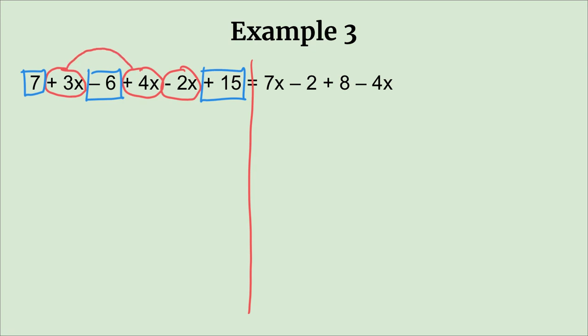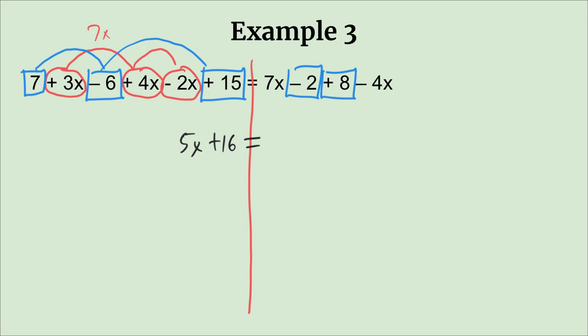For the x's, 3x plus 4x is 7x, and then 7x minus 2x gets me a 5x. Then looking at the blues, 7 minus 6 is 1, and 1 plus 15 is 16. So on the left side, that simplifies to 5x plus 16. On the right side, we've got a negative 2, a positive 8, negative 4x, positive 7x. So that would become a 3x plus a 6.